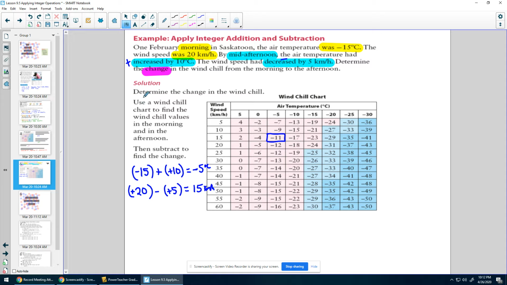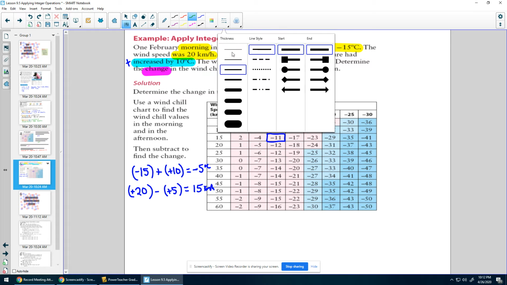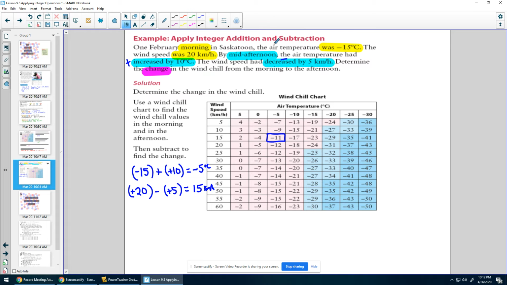So now we've determined the afternoon value, and now we need to use the wind chill chart to find the wind chill values in the morning and in the afternoon, and then subtract to find the change. So we'll grab a different color again. I'll use yellow because that's what I used to highlight. We started with minus 15 and 20. Right there.